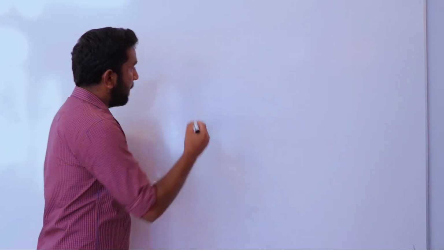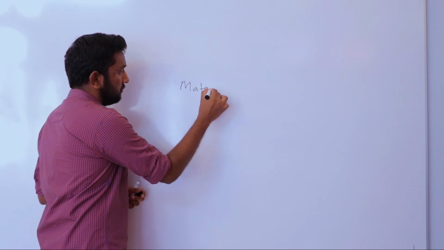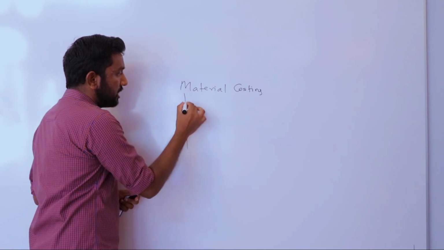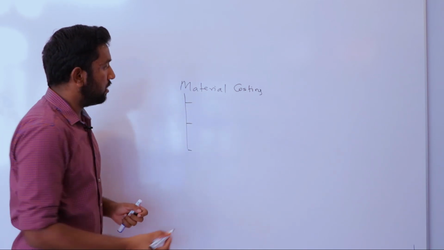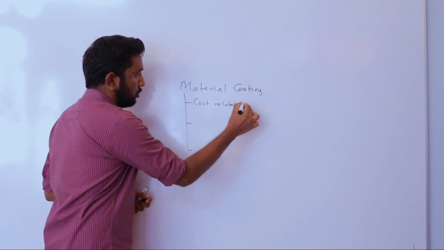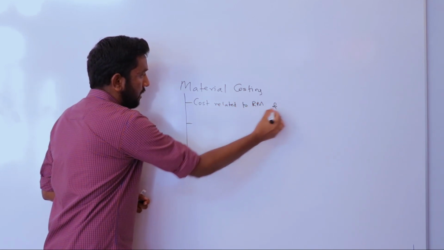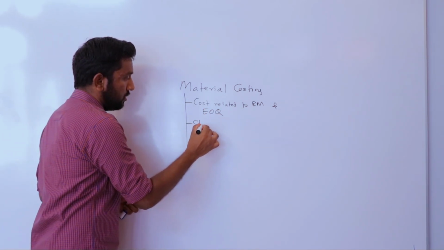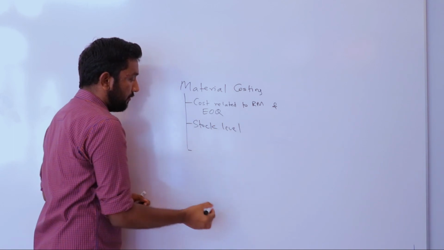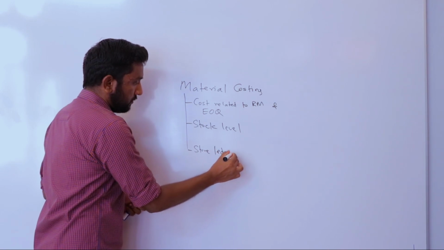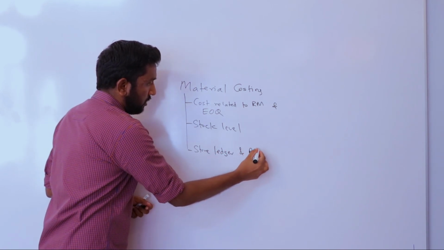Hi, in this video I'm going to discuss material costing. I divided the chapter into three parts. First one is about cost related to raw material and EOQ calculation. The second one is about stock levels. The final one is about store ledger and raw material issue.